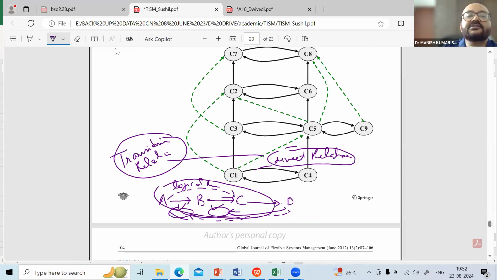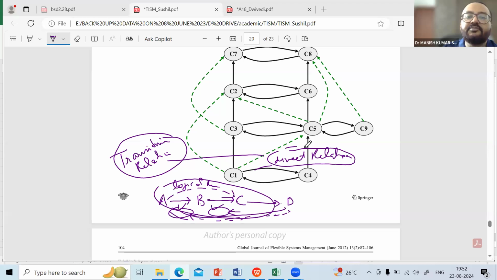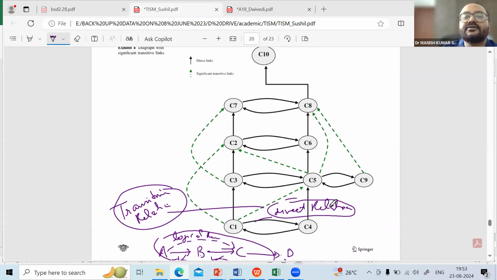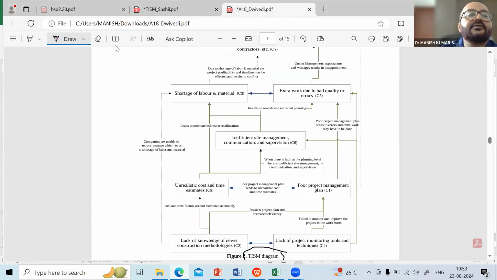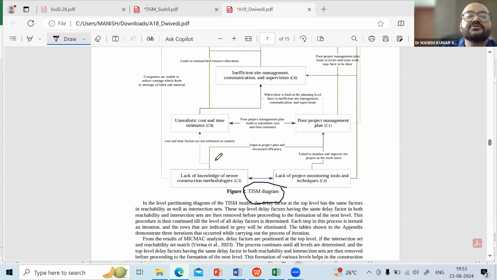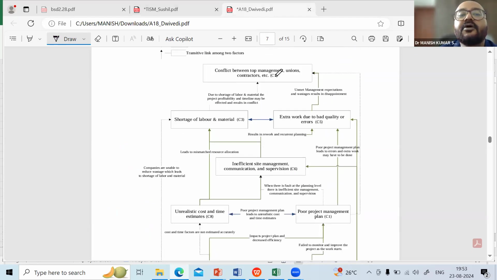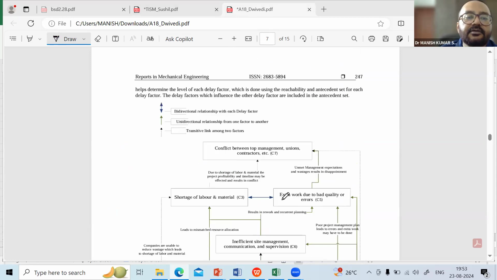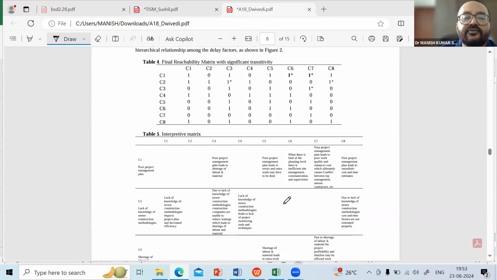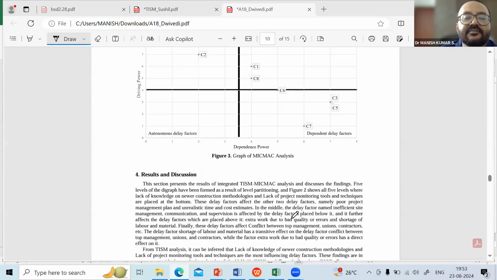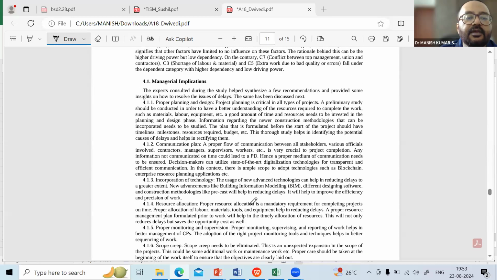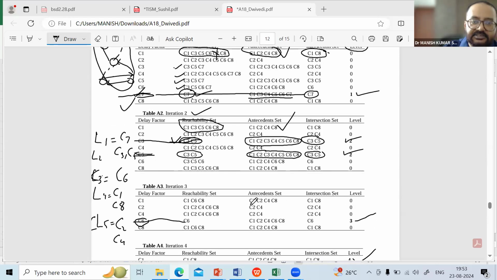You remember I explained this. So you have to prepare this kind of model based on this, based on C10 and all these things. How to create this model, you have to do it manually. I'll just tell you level 1, level 2, level 3. So here, level 1. What was level 1? You remember? Yes, level 1 is C7.